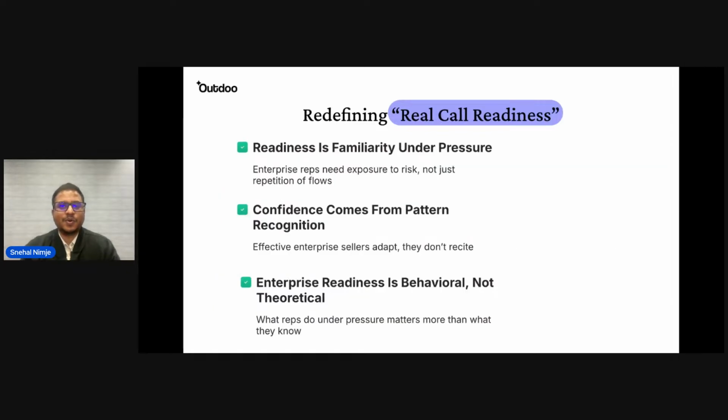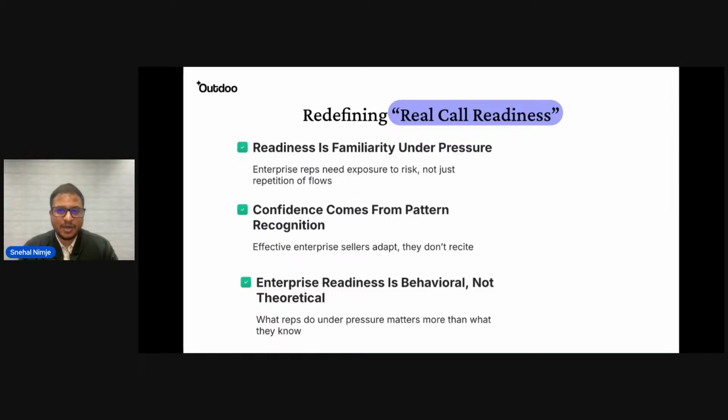Correct. So let's try to redefine what real call readiness is, right? It's not just about getting really good scores or performing well in your training sessions, right? It is about how you actually handle those situations which you were totally not aware of, right? Sudden and unexpected authority changes, right? The decision maker changes in between. How do you handle that situation, right? So someone from procurement suddenly joins in the call, or you have someone from product joining the call, right? How do you handle those kinds of situations, right?